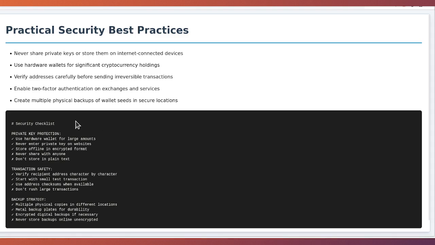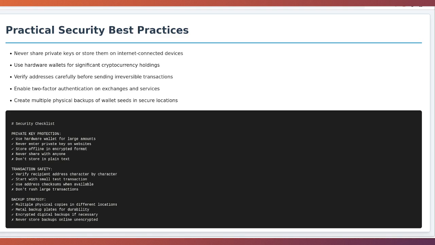Understanding the theory is important, but let's discuss practical security considerations for anyone using blockchain technology. The cryptographic algorithms in blockchain are extremely secure, but the weakest link is often human behavior and operational security. First and foremost, protecting your private keys is absolutely critical. Never share your private key with anyone. Never store it in plain text on a computer connected to the internet, and never enter it on a website.